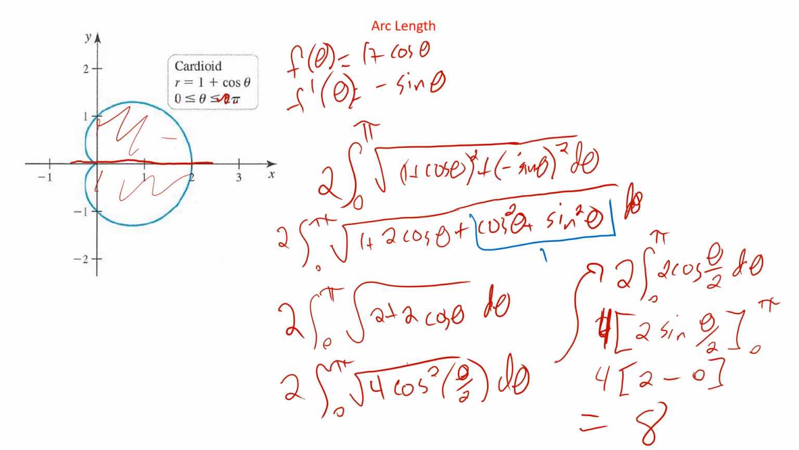So what did we just find? We found the arc length. That'd be like the circumference of this cardioid is 8, which is crazy because the circumference of a circle has pi in it. The circumference of this thing, this crazy thing, is just 8. I mean, who would have thought?